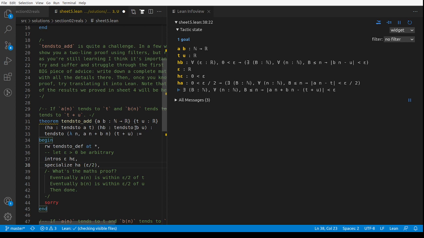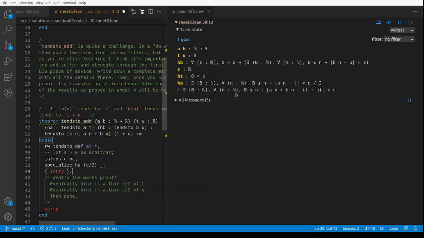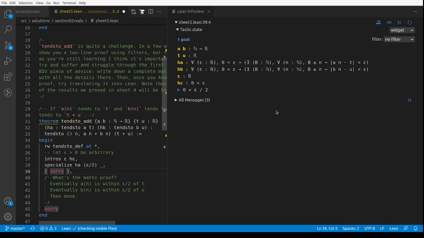So we specialise HA epsilon over 2, but now the next input this function wants is a proof that epsilon over 2 is positive. So we can put an underscore there, and now look, we've got two goals. Lean is demanding a proof that epsilon over 2 is positive, but it knows the hypothesis that epsilon is positive. I should do this to do it properly, and now we only have one goal.